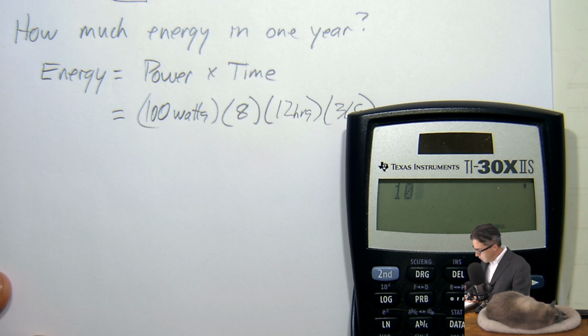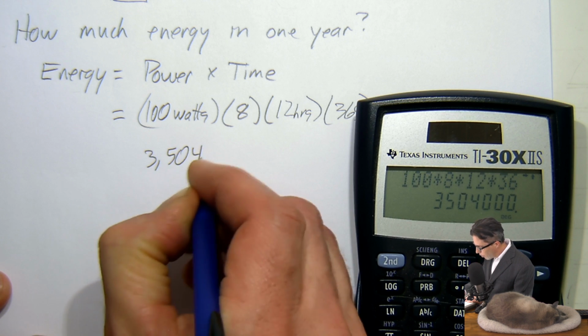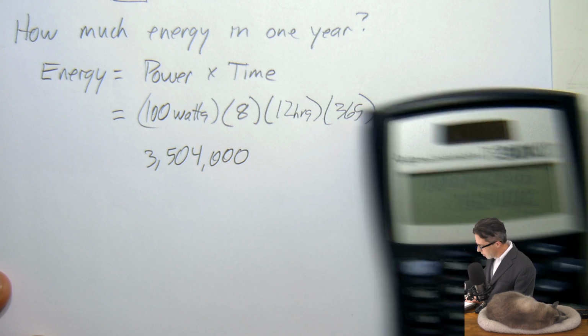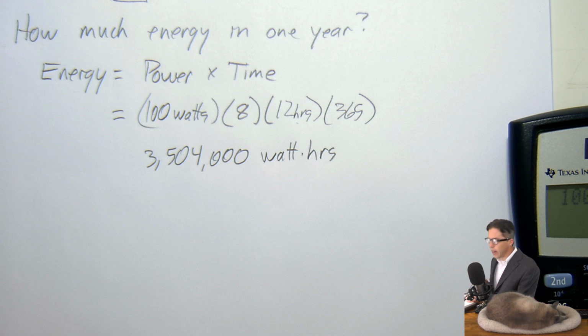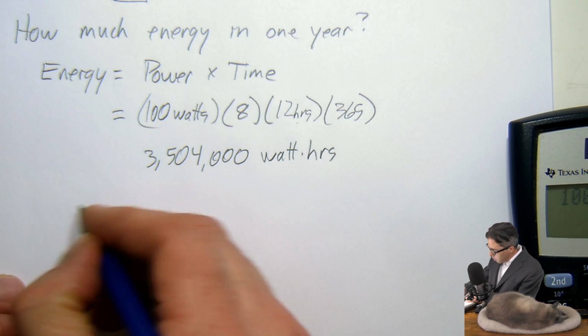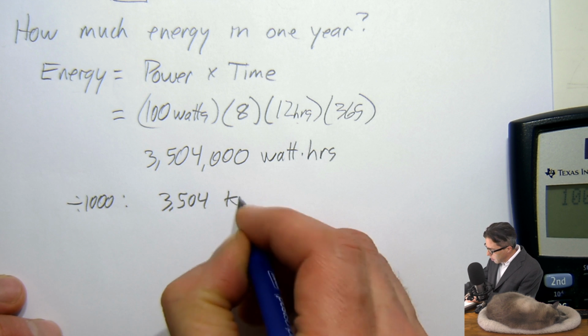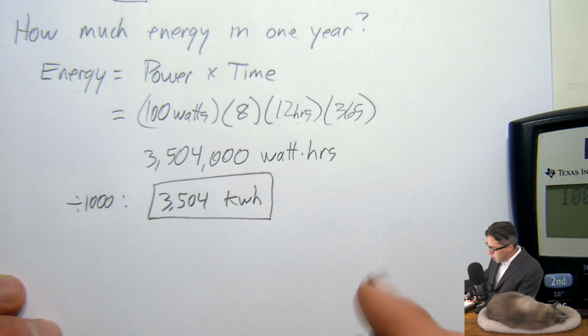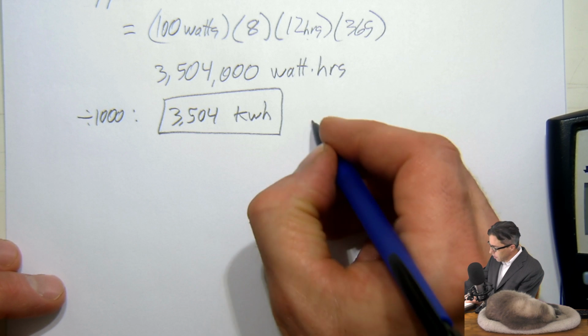So I have 100 times 8 times 12 times 365. So I get 3,504,000 watts times hours. Watt hours, right? We're going to convert this to kWh, so I'm going to divide by 1,000, and that gets me 3,504 kilowatt hours. So that's how much energy I have generated on my roof with my solar panels. Okay, so this is what I've generated.